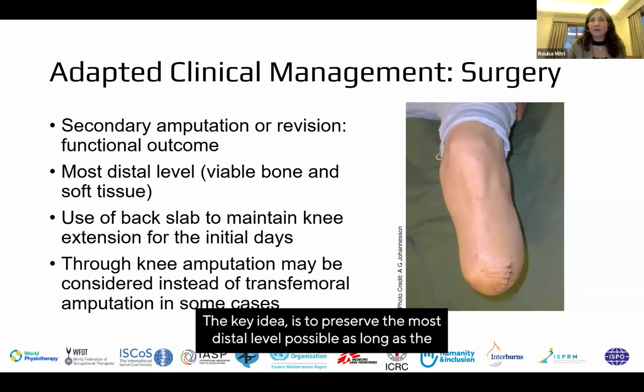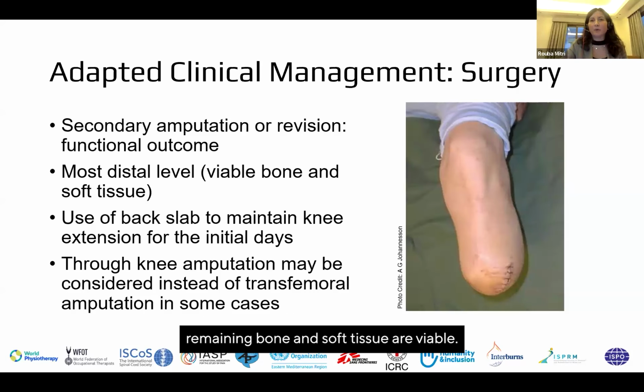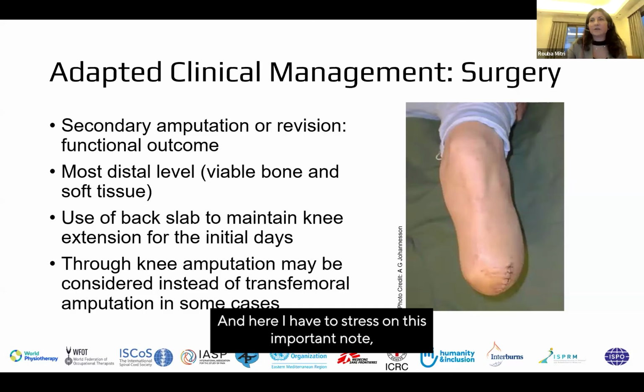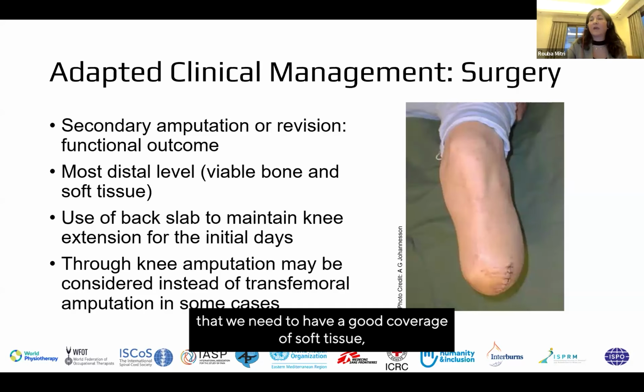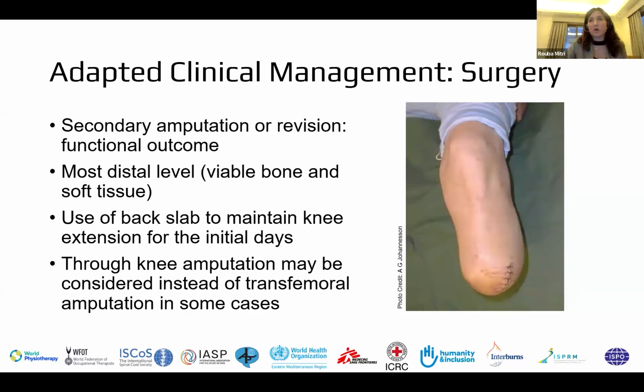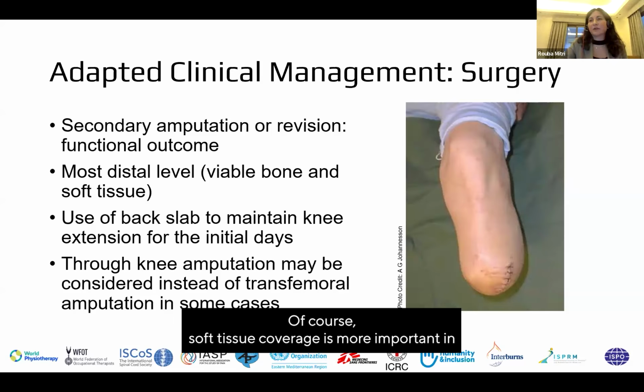The key idea is to preserve the most distal level possible as long as the remaining bone and soft tissue are viable. And here I have to stress this important note that we need to have a good coverage of soft tissue, which means if the choice is between bone length or a good healthy soft tissue coverage, of course, soft tissue coverage is more important.